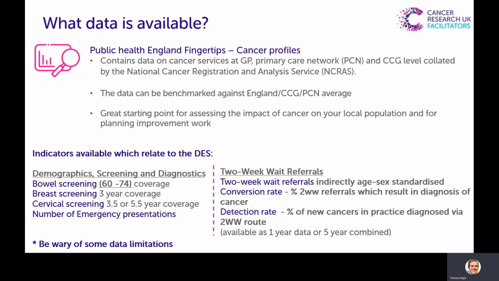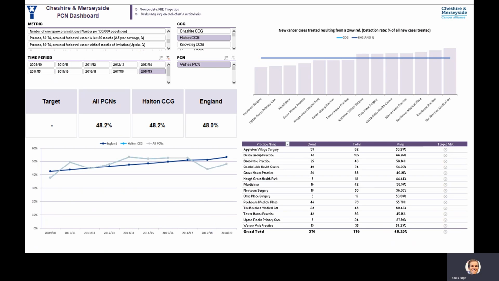So what indicators have we included and how do they relate? They all relate to the DES. So there's the screening figures, bowel, breast and cervical screening, emergency presentations, and then some indicators around 2-week wait referrals, conversion rate and detection rate. The dashboard, which this is a screenshot of, has been developed by myself and Kevin Bailey, the analyst at Merseyside and Cheshire Cancer Alliance.